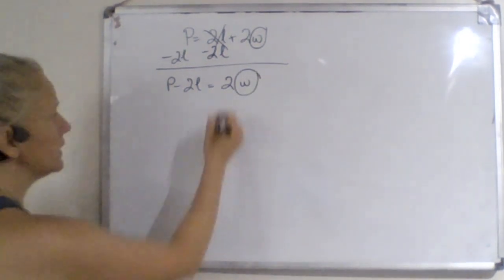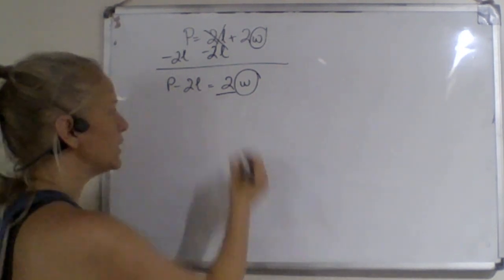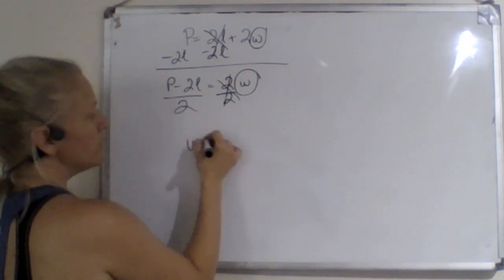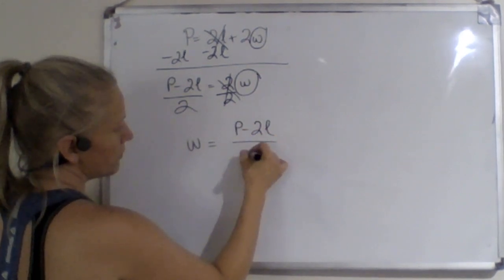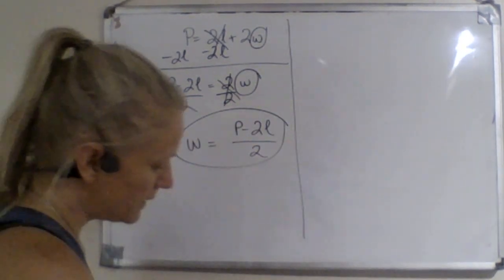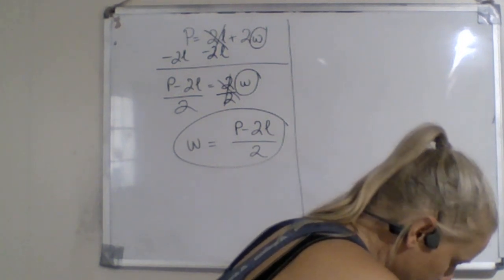We're solving for W. It still has a number in front of it. That's why I circle it. The only time I stop circling it is if it's just alone, right? So I divide by 2. And I end up with W. I don't have to circle it. It's P minus 2L all divided by 2, right? And we rewrote it.